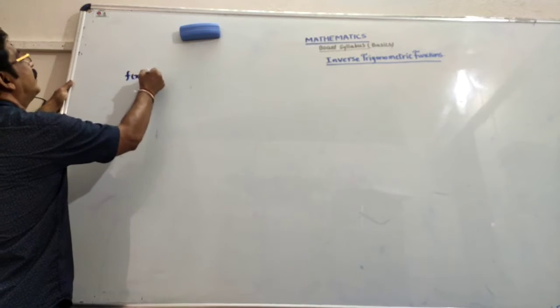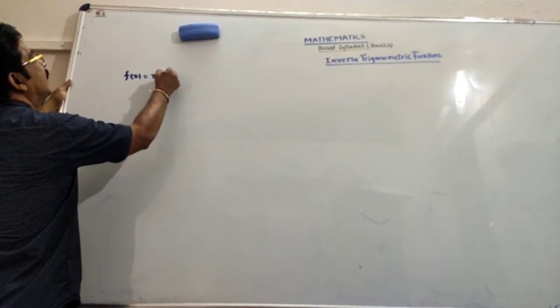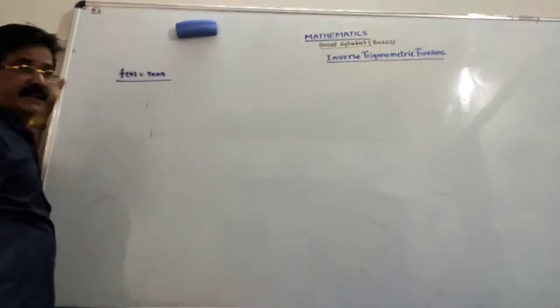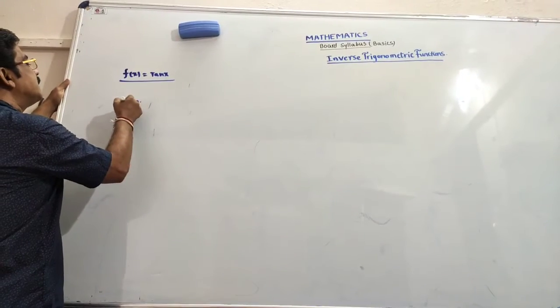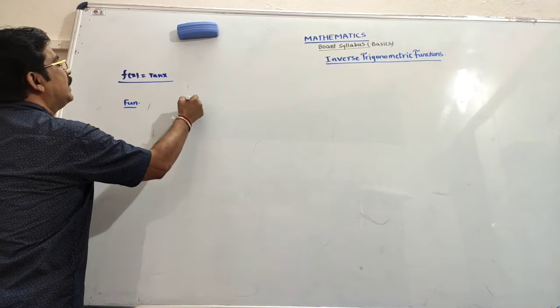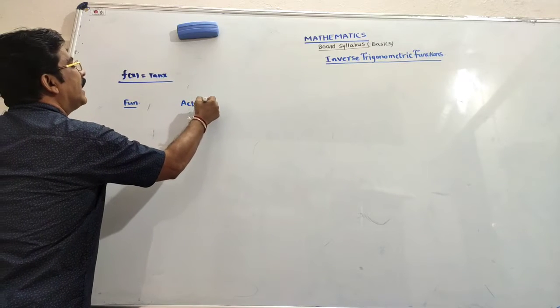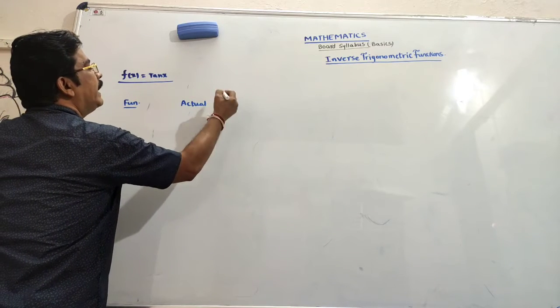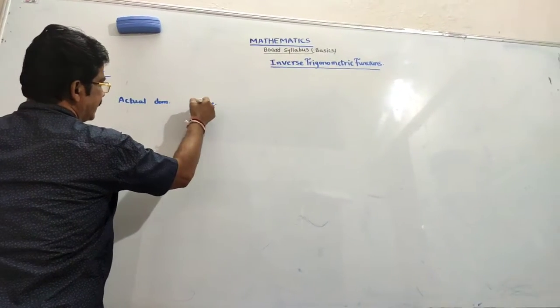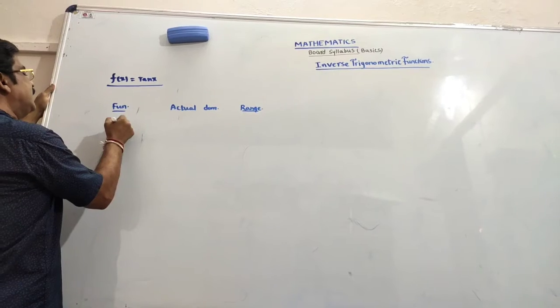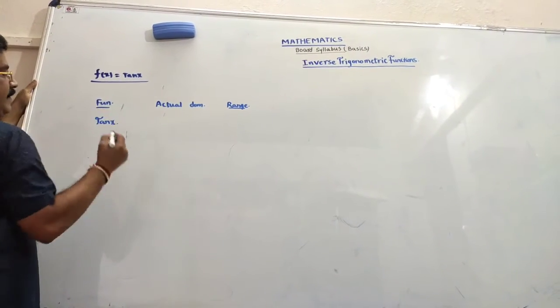Tan x graph or tan x function. Let us consider the tan x function. This is the function. Next, actual domain, and this is the range. So the function is the tan x function.